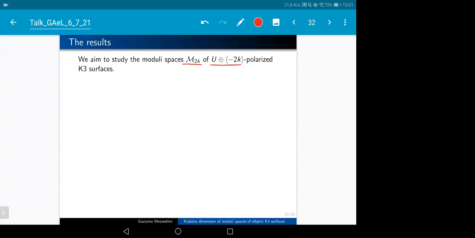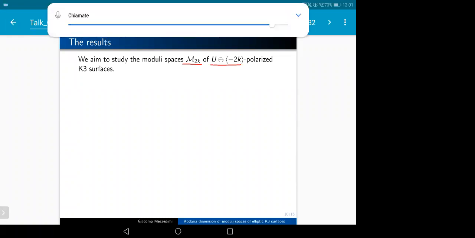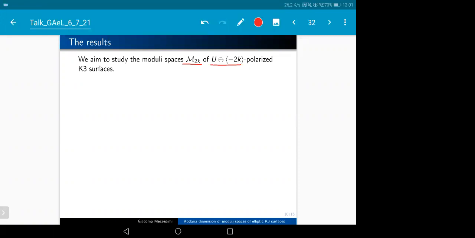I'm sorry, can I ask a question? What is the argument for proving rationality of the moduli space? Sorry, can you repeat the question? I didn't hear that. If I can ask you, what is the argument for showing rationality?